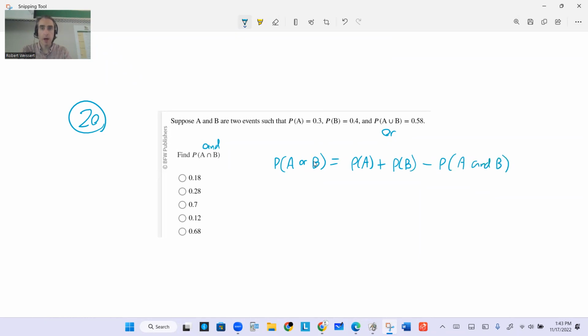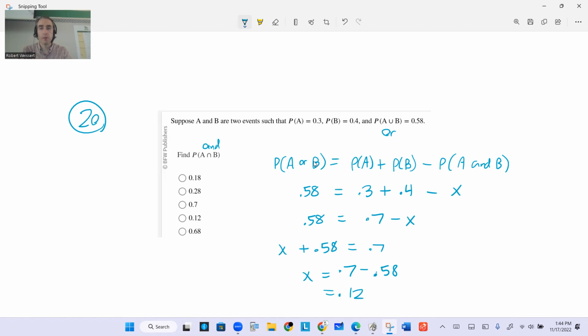So let's plug in what we have. 0.3 plus 0.4, and we have 0.58, that's going to go over here. And we'll just call that X. So 0.58 equals 0.7 minus X. Let's move the X over and subtract. So X is going to be 0.7 minus 0.58. It's going to give us about 0.12. So the probability of A and B is 0.12. A little algebra there for you.